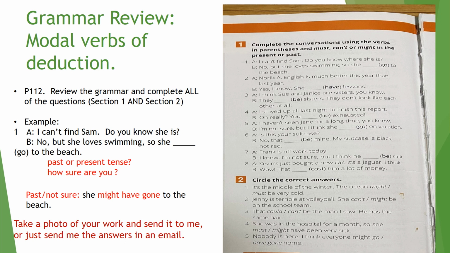The ocean might or must be very cold. It's the middle of the winter. That is the evidence. That is the clue. It is the middle of the winter. So the evidence is strong. So therefore the answer is the ocean must be very cold.